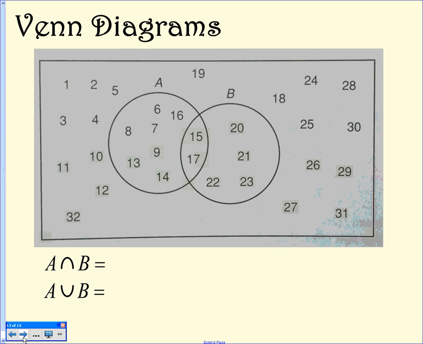What elements are in A? All of these are in A, right? Okay, which ones are in B? Okay, which ones are not in A and not in B? Yeah, outside. All of these numbers are on here. What about the ones that are in both A and B?